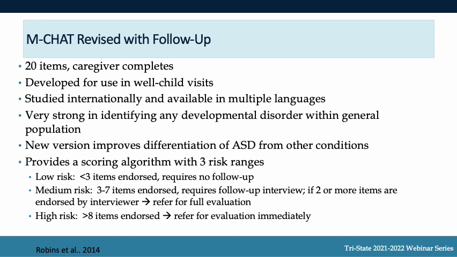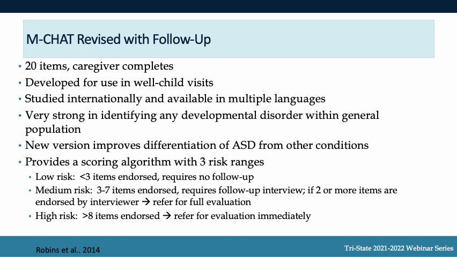It's very strong in identifying any developmental condition in young children as compared to a child who doesn't have any developmental concerns. And as I mentioned, this new version is getting better at being more ASD specific. And this is primarily because it provides a scoring algorithm that has 3 different risk ranges. And then what you're supposed to do as the assessor differs based on the risk level of the child. So if the child is identified as being low risk, in other words, the parent endorsed 3 or fewer items, there's no follow-up needed, and you can basically rule out autism according to this screener for this child.